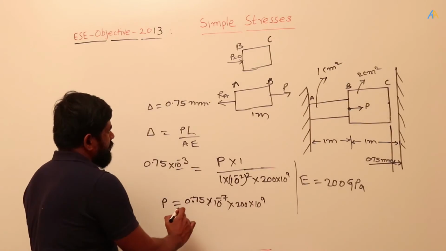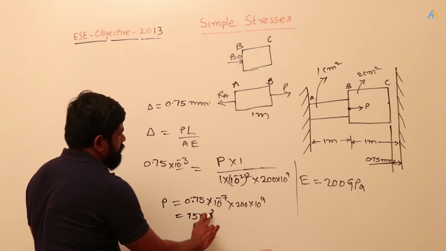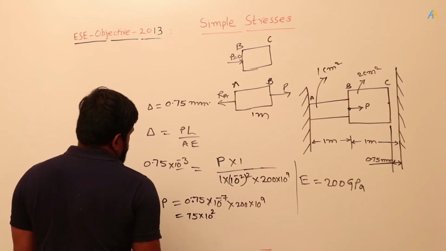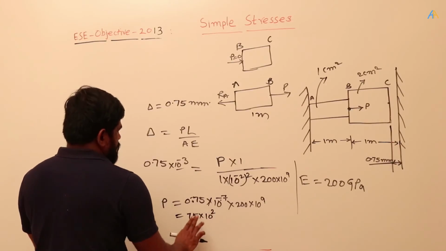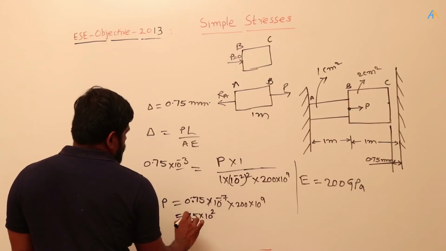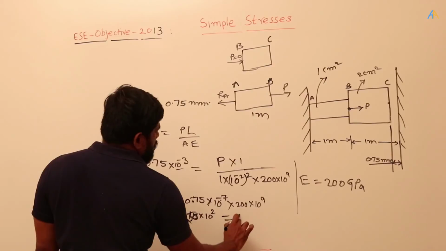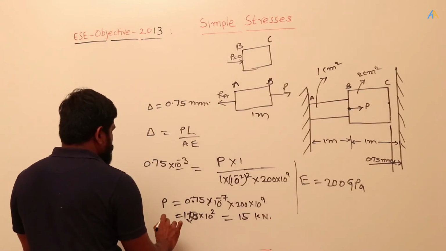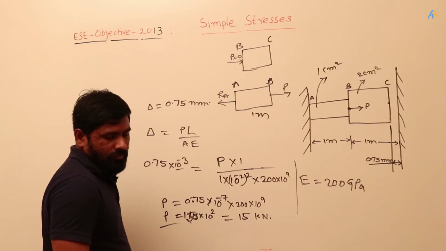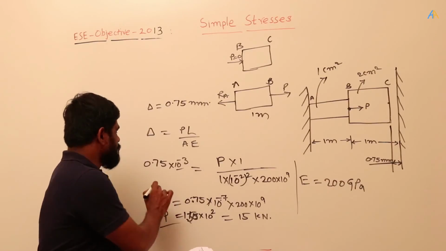So here 0.75 can be written as 10 power square into 2. So it will become how much? 150. This calculation you need to be careful with. So this is 15 kilo Newton. So what is the answer here? Answer: P equals 15 kilo Newton, and which option is matching? Option B is matching here.